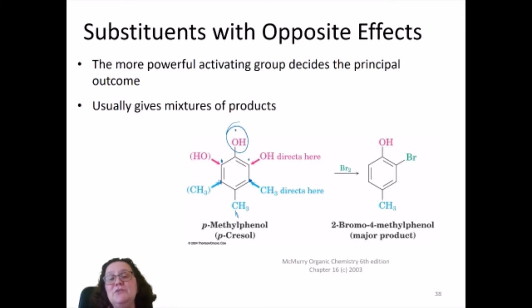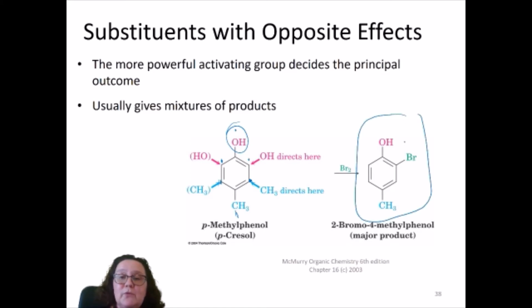So you have as the major product this compound in which the bromo is in an ortho position to the hydroxyl group. But you would also have a certain amount of the other one, where the bromine atom enters in this carbon, because the methyl group is also playing an effect.